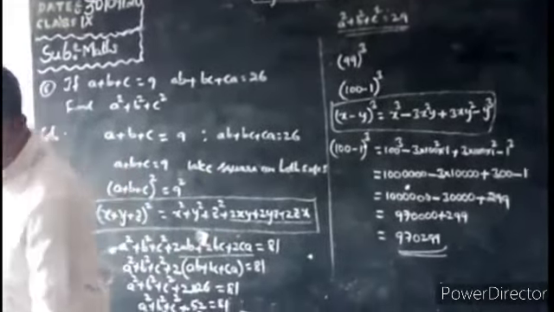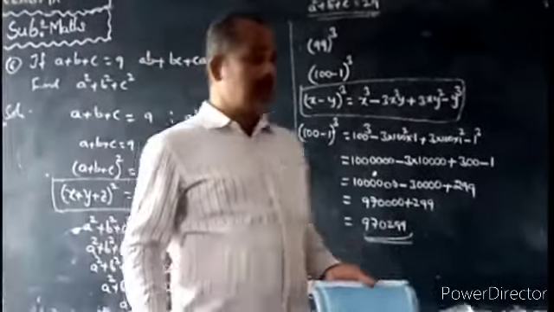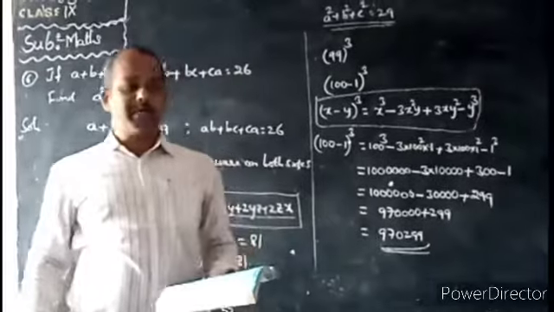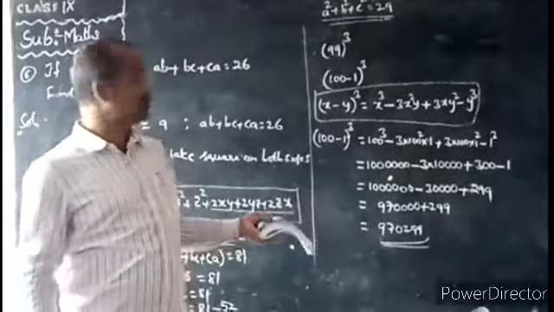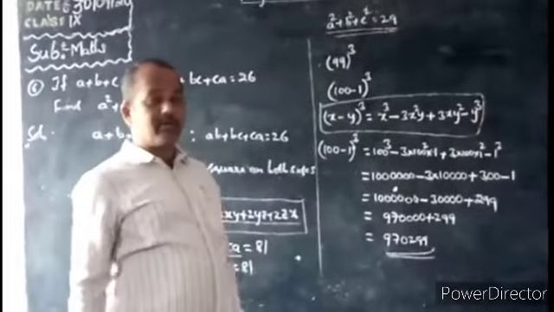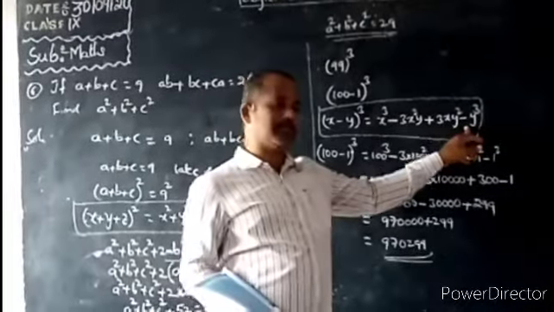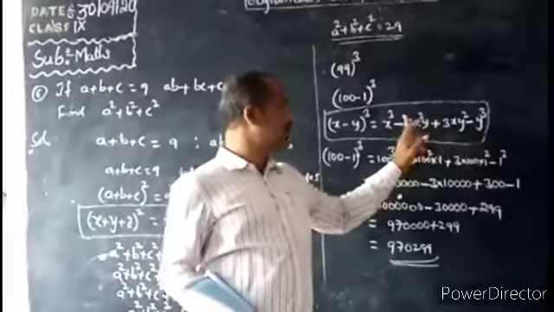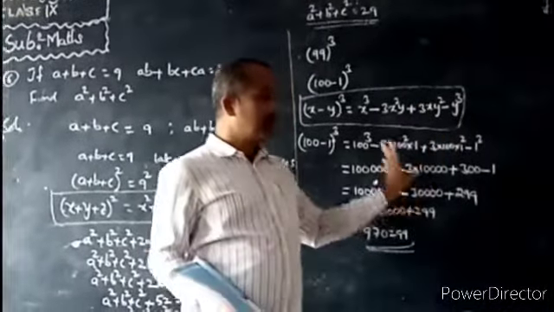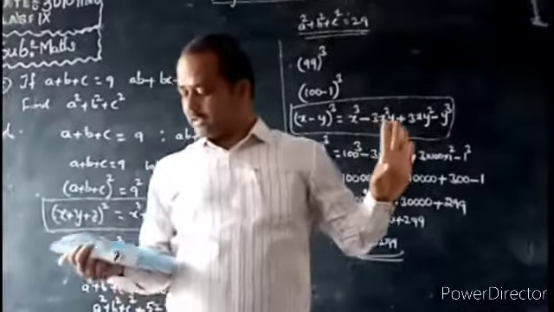Yes, right? In the same manner, next 102 whole cube. 102 can be written as 100 plus 2. Same formula. Sorry, not the same. x plus y whole cube. So x plus y whole cube means here all the terms we are getting are plus only: x cube plus 3x square y plus 3x y square plus y cube. All pluses only we are getting. Okay na? No minus symbols in that.